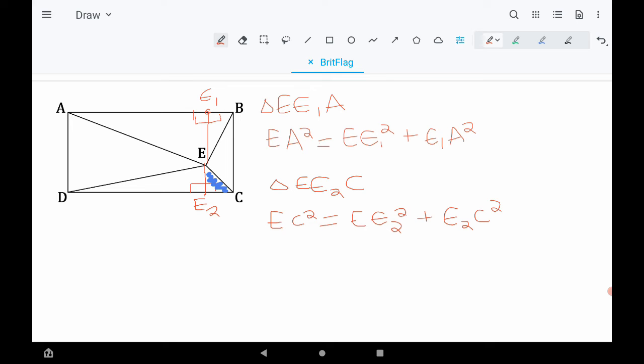We could do the same exact thing for EB and ED. And sure enough, if we look at this triangle over here, triangle EE1B, what do we get? We get EB as the hypotenuse, so the Pythagorean theorem tells us the following.